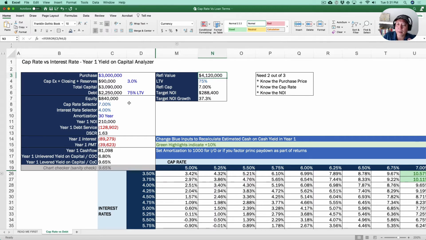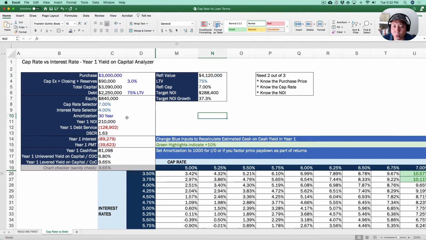So that's what a lot of people will analyze when they're trying to make a decision on whether or not to go forward with a purchase, especially if it's a value add deal. They might not be as concerned with the year one cash on cash yield. What they'll try to conceptualize is how quickly they can add value and refinance and pull out all of their cash and redeploy it into the next deal.